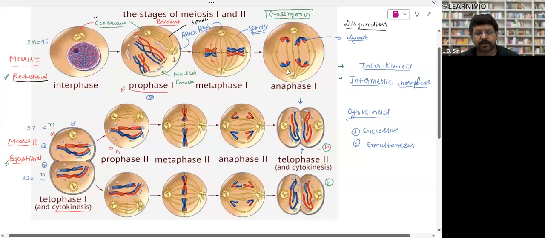And in anaphase, what happens? The spindle fibers start pulling the chromosomes apart to the opposite poles. We call it anaphase. And finally, in telophase, both of the spindle fibers reach their poles, and around them the formation of the nuclear envelope takes place. So this is meiosis. Put a note.